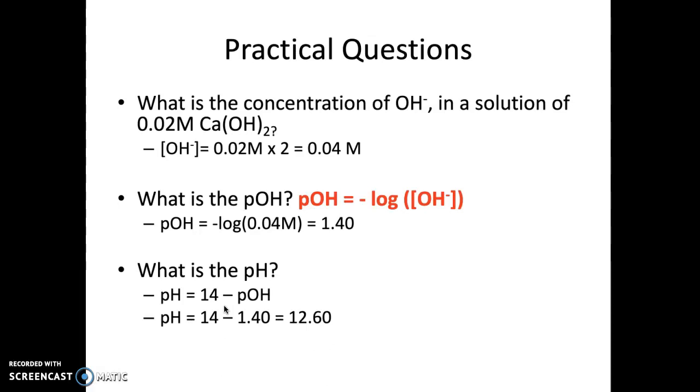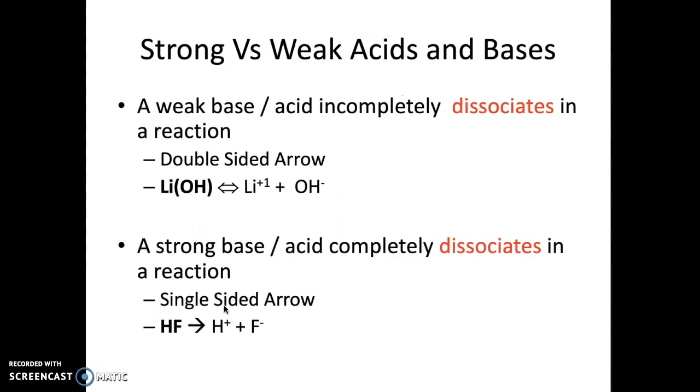Okay, so there's some practical questions. One last thing here is the difference between strong versus weak acids and bases. A lot of times your teacher may have told you in the past it's based off of pH, right? A pH of 6 is a weak acid. Not true. It's about dissociation. If I see a double-sided arrow, that's a weak acid or base. Since it's OH minus, that's a weak base. Since I have a single-sided arrow here, that tells me that it always separates. That is a strong acid or base.